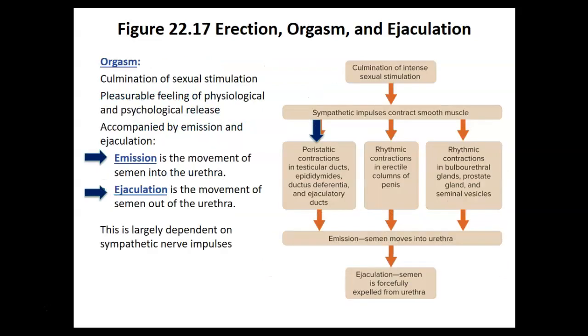So at the culmination of the sexual experience, there is an orgasm. And during that orgasm, it can be divided into 2 subcategories, both emission and ejaculation. Now, interestingly, people often think of this as one, or they get them confused. But emission is going to come before ejaculation. Emission is simply the movement of semen into the urethra.